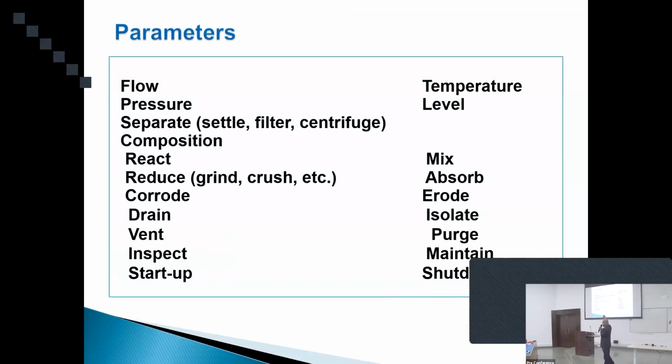So these are various parameters in that process, like flow. Flow through a pump, flow through a vessel, all this pressure, and then temperature, level, composition, reaction, reduce. These are all the things on batch process also. Corrosion, drain, vent, inspect, startup. So all these are the various things on which we evaluate each and every node. Every part of the node, these parameters are all applied and then evaluated.